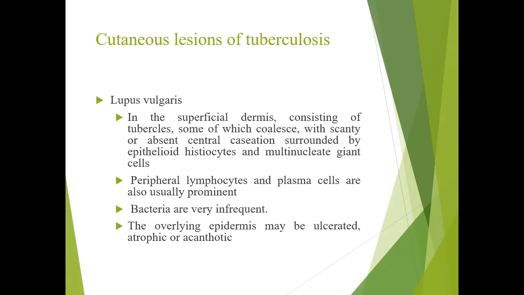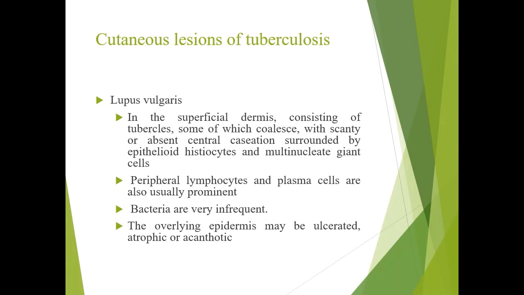You can see in the superficial dermis tubercles, some of which coalesce, with scant or absent central caseation, surrounded by epithelioid histiocytes and multinucleated giant cells. Peripheral lymphocytes and plasma cells are also usually prominent. Bacteria are very infrequent. The overlying epidermis may be ulcerated, atrophic, or acanthotic.